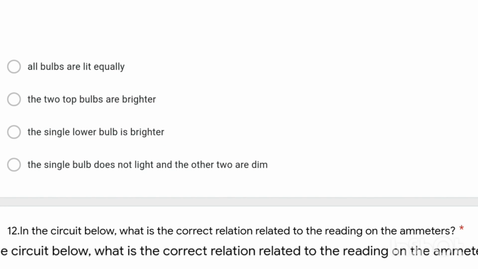So here, as per the options, the answer will be the single lower bulb is brighter.